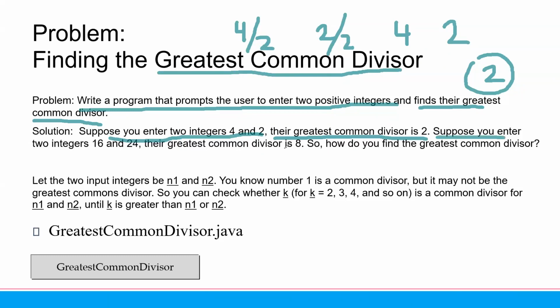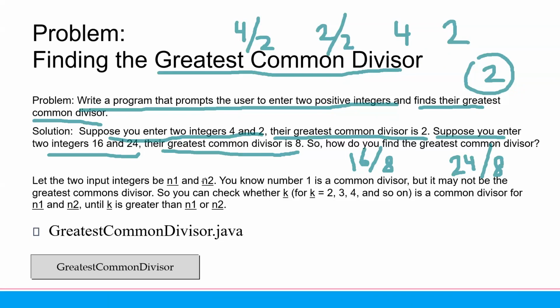Let's suppose I enter 2 integers, 16 and 24. The greatest common divisor is 8. Okay. 16 can be divided by 8. Okay. 24 can be divided by 8. So this is the biggest number. This is the common number, and this is the biggest between 16 and 24.